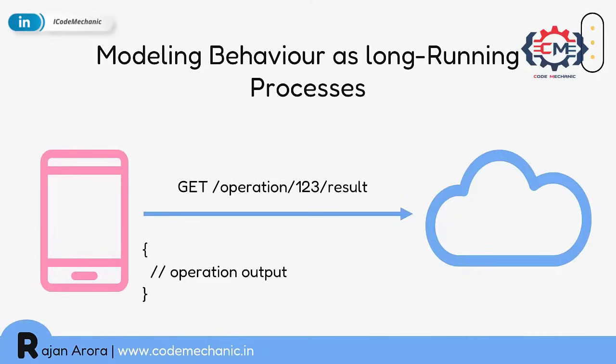Assuming that the operation completes successfully, eventually the server returns a result which includes the location of the operation's result. Then, the client is able to make a GET request to this new URI, which in turn will provide the output from the long-running operation.